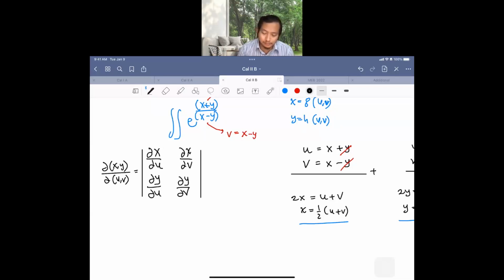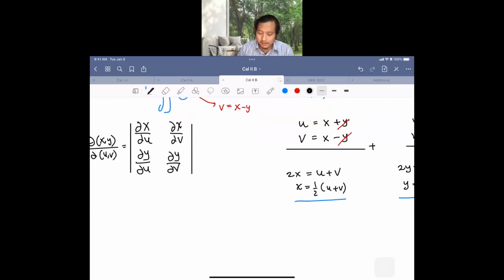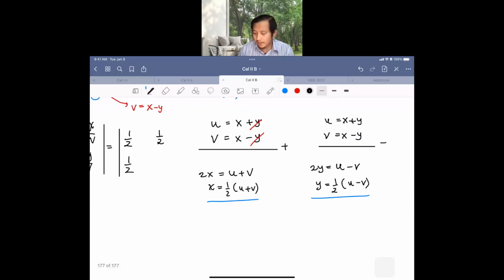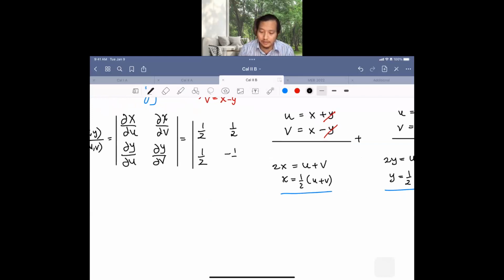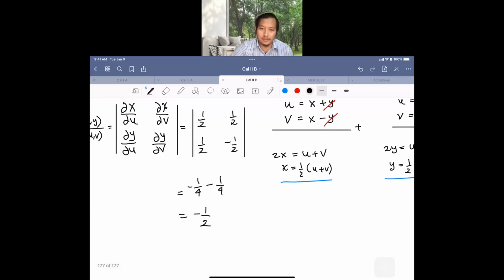It's okay. So we take the partial of x with respect to u. This will be half, right? It's half. And for the v, since v has a negative sign, this will have negative half. So we will have 1 over 4 negative, minus 1 over 4, or negative 1 over 2. So this is our Jacobian value.